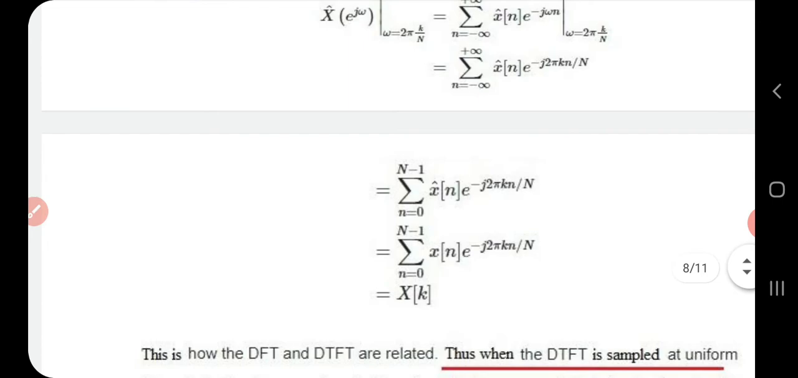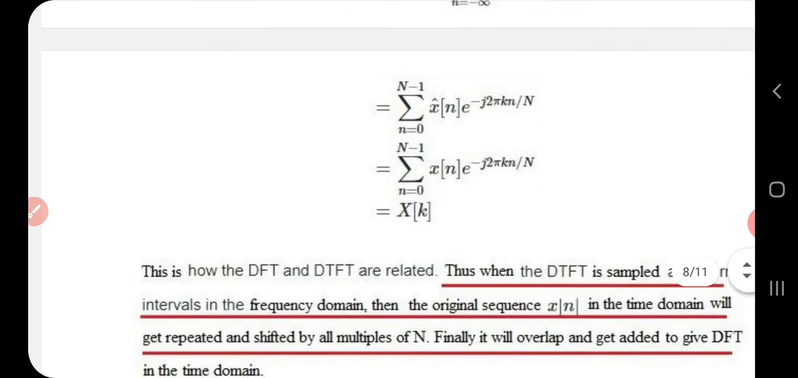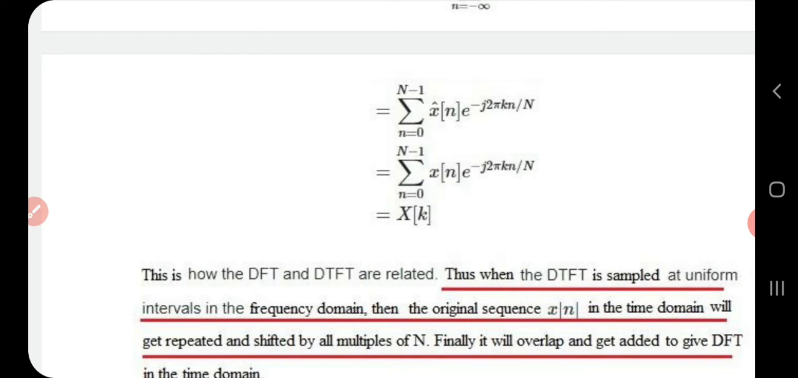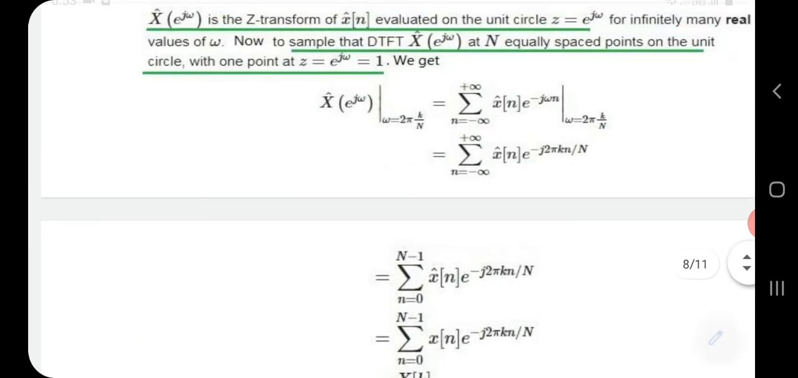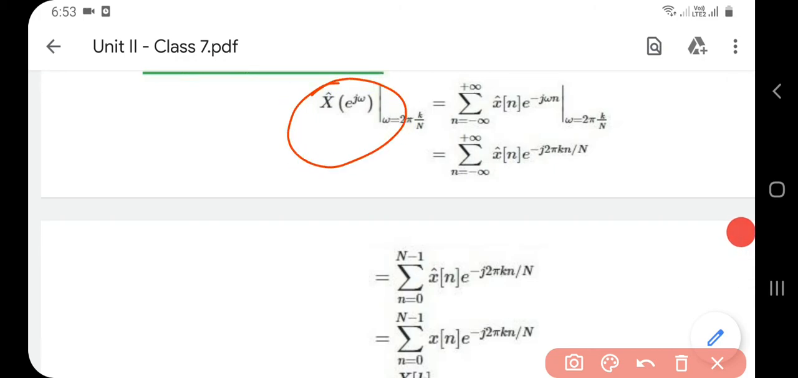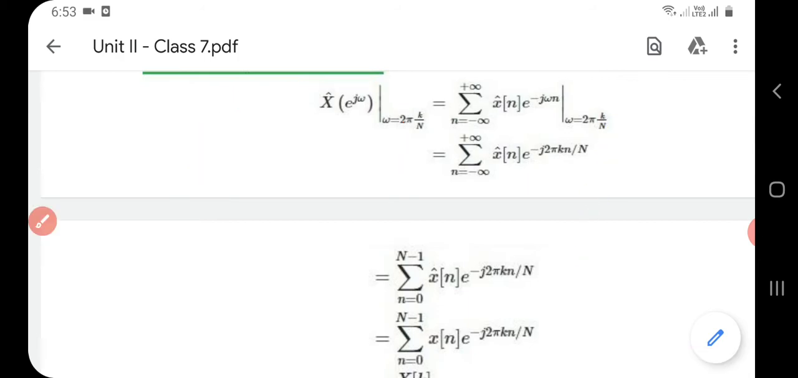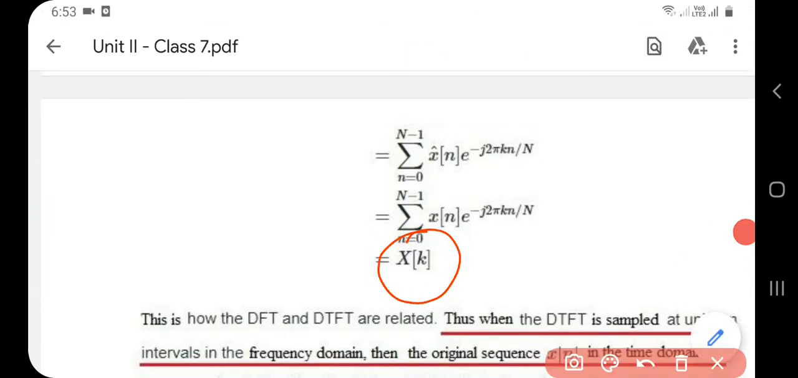Again that is equal to summation from n equal to 0 to N minus 1 x cap of n e raised to minus j 2 pi k n by N. Again that is equal to summation over n equal to 0 to N minus 1 x of n, that is the original sequence, e raised to minus j 2 pi k n by N, and that is equal to x of k. So we started with a DTFT, x cap e raised to j omega, and finally we reached x of k, which is actually the DFT. So this is how DFT is developed from DTFT.